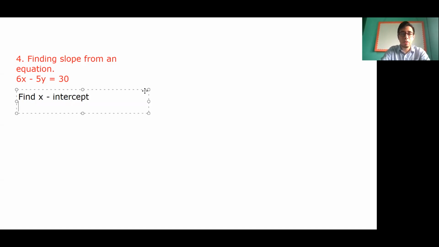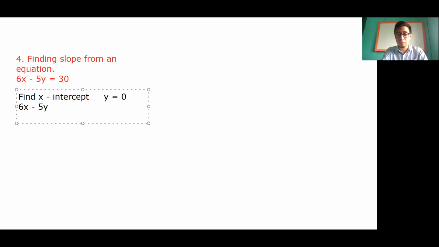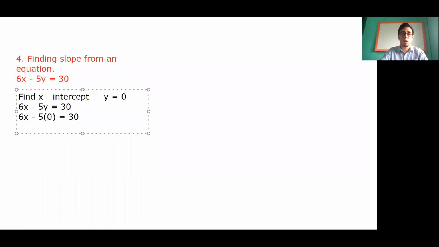I have this formula, I'm going to write it in here. When you have this, y has to be equal 0. Now you have the equation 6x minus 5y equal 30. If you replace y by 0, I'm going to change it to 6x minus 5 multiplied by 0, because remember I replaced the y with 0. So this is going to be equal 30.